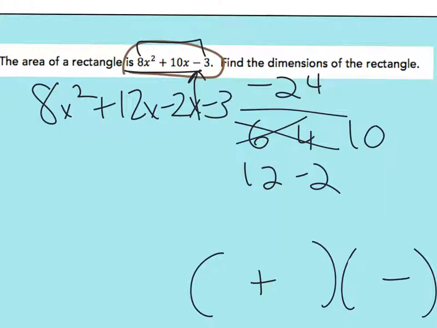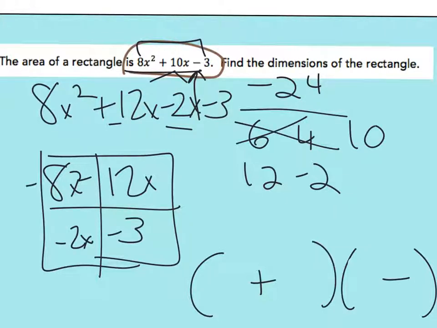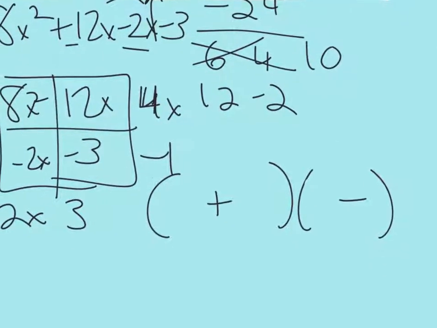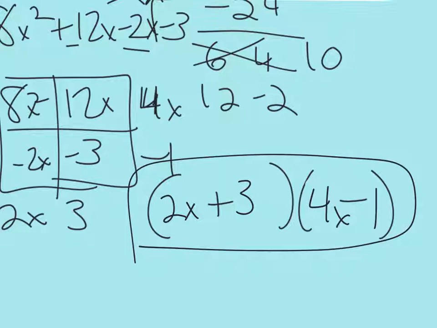So I'm going to take 12x, 2x, so split those. Then, just for one more box example, 8x squared, 12x, minus 2x, minus 3. Well, what's in common going across? That's going to be 4x. This is going to be a negative 1. Going down is going to be a 2x. Going down here is going to be a 3. So there's my answers. That's going to be 2x plus 3, 4x minus 1. There's my factored answer.